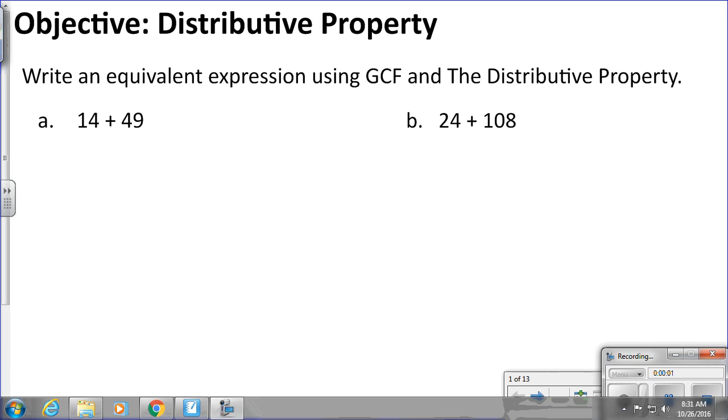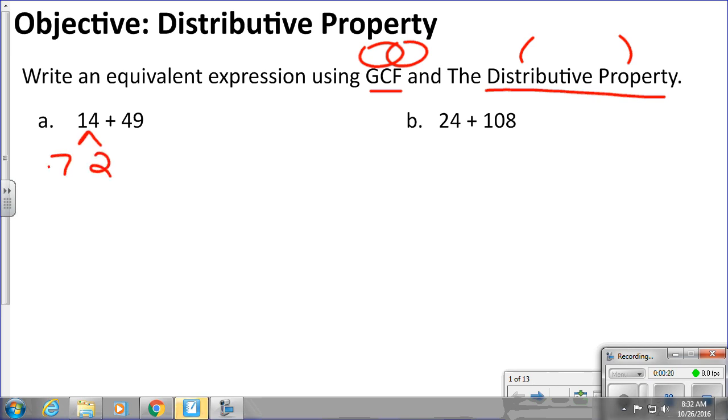The first question was asking you to write an equivalent expression using GCF and the distributive property. When you see GCF and the distributive property together, you need two things. One, you need a Venn diagram. Two, you need the parentheses. You should be writing those symbols on your little packet.